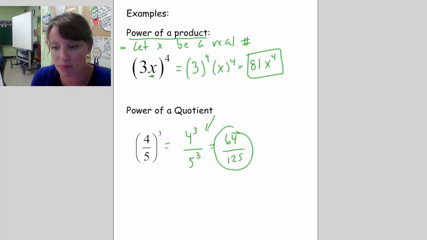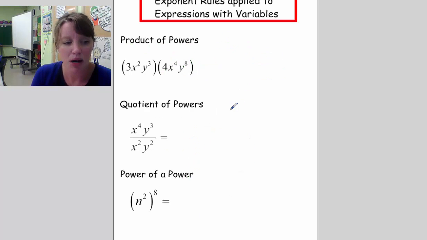Let's talk about expressions with variables, because sometimes we get these expressions and we're asked to use the rules for them. So this is just a monomial multiplied by another monomial. Everything within each monomial is being multiplied together. What this is saying is just 3 times x squared times y cubed times 4 times x to the 4th times y to the 8th.